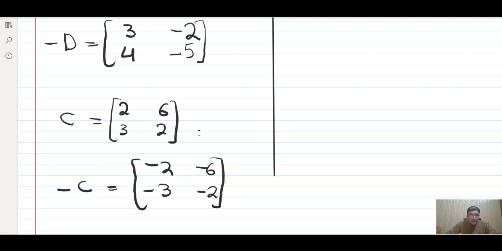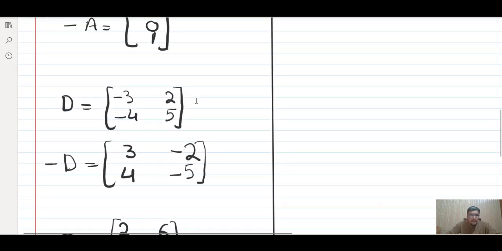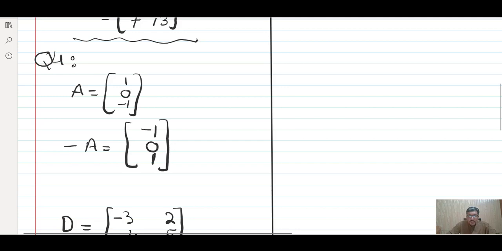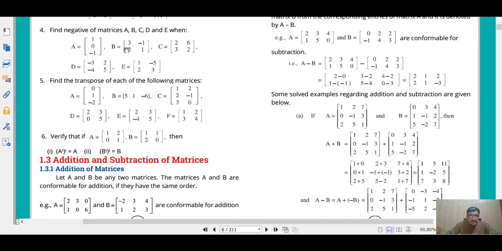In the same way, you have to do the remaining parts, that is the B matrix and the E matrix. Simply change the signs. If it is plus 3 here, you will make it minus 3, minus 1 as plus 1, plus 2 as minus 2, and this will become minus 1. In this way you can find the negative matrix.